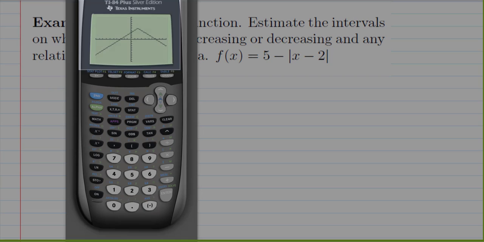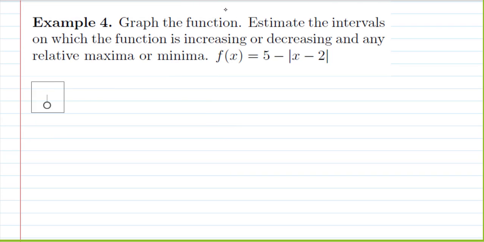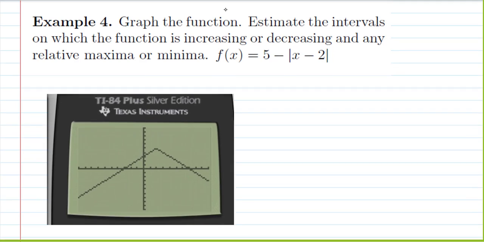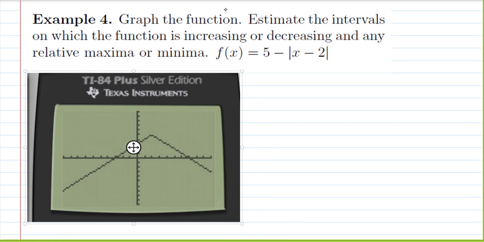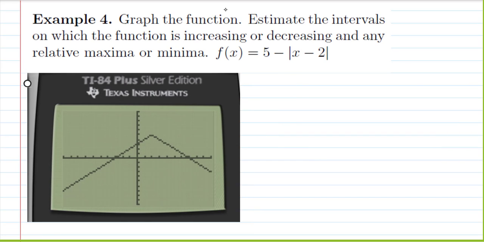So now we've got our graph, and we're going to be using our eyeball metric to determine what our solutions are. So it says estimate, so that's how we know we're using our eyeballs to guess, is we're estimating. So this point looks like a local max right here. And it is located using the eyeball metric, 1, 2, 3, 4, 5 right here. So it appears to be at the point 2, 5.